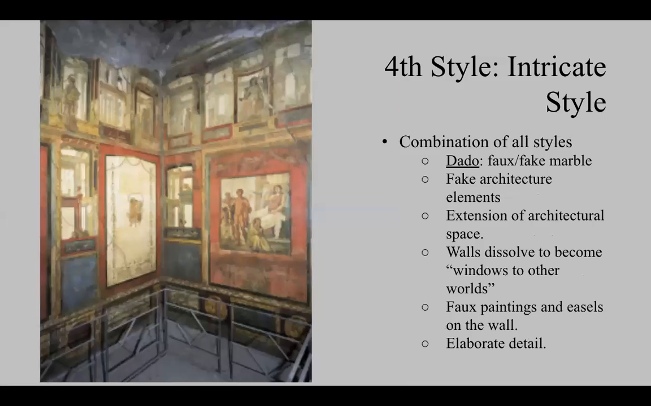And then the last style is called intricate. It's a combination of all of them. It has fake architectural imagery. When you look at it, it has columns and pilasters. At the very base, that faux marble is called dado. It has medallions that are round. It has rectangular sections. It looks like it's inset marble, but it's all fake. Okay. It has walls that dissolve. It has faux paintings hanging on the wall, right? It's got elaborate detail. Okay.